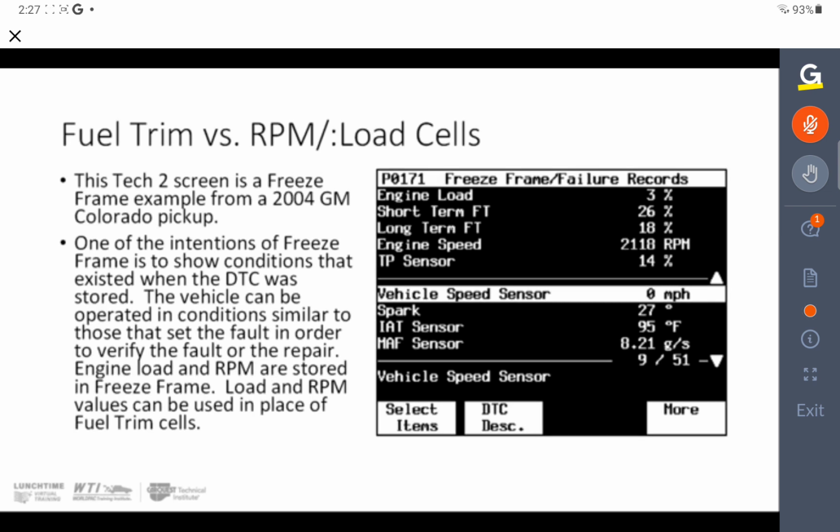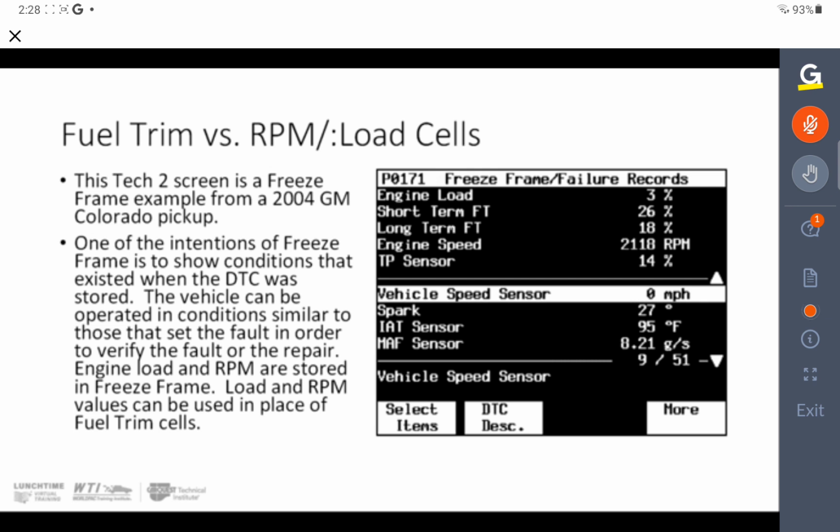Here's another example of a freeze frame record. This is a P0171. It was on a Colorado pickup. And you can see in here that when the P0171 sets a freeze frame, it's telling you what was going on when the problem occurred. So when it sets the code, it takes a recording of what certain things were doing. In this case, when the P0171 set, the engine load was at 3. It shows you that short-term fuel trim was 26%, long-term fuel trim was at 18%, and the engine speed was at 2100.